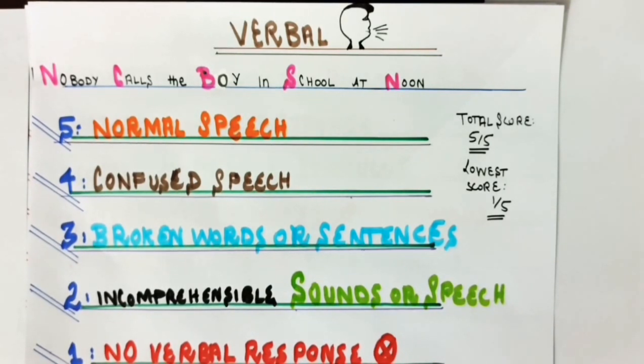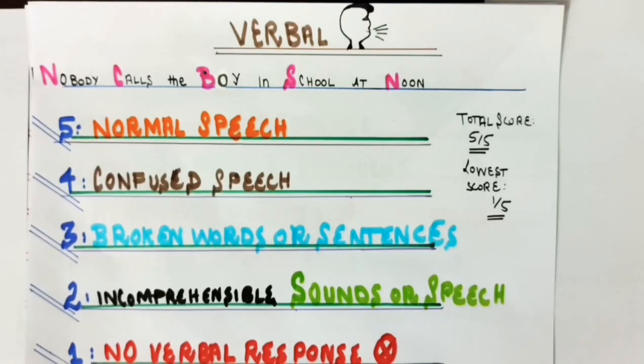So moving on with a score of 5 by 5. A 5 by 5 score indicates normal speech. A doctor comes to the patient, asks him his name, and the patient responds normally. So that is given a score of 5 by 5.